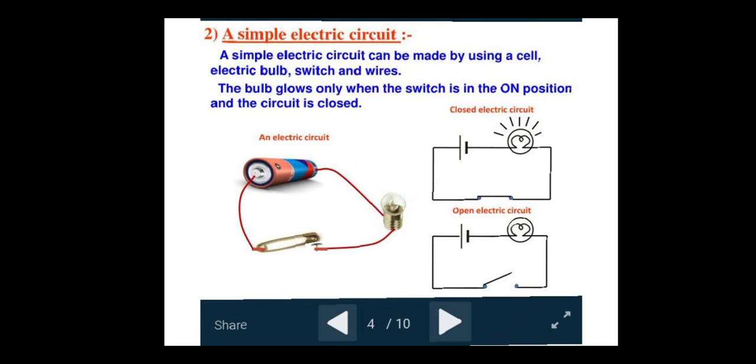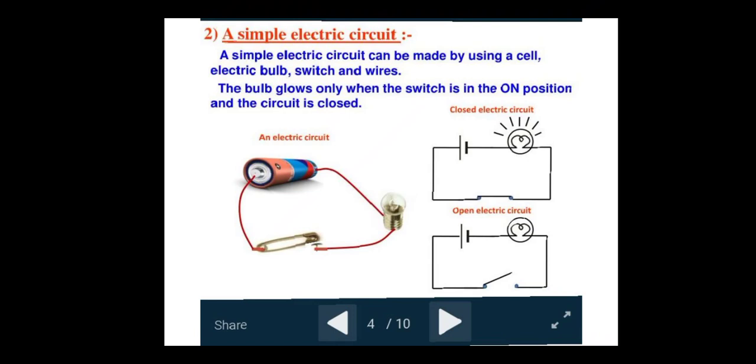Now, a simple electric circuit. How to draw a simple electric circuit? One circuit diagram is a closed circuit in which your bulb will glow, and one is an open circuit in which your bulb will not glow. A simple electric circuit can be made by using a cell, an electric bulb, a switch and a wire.